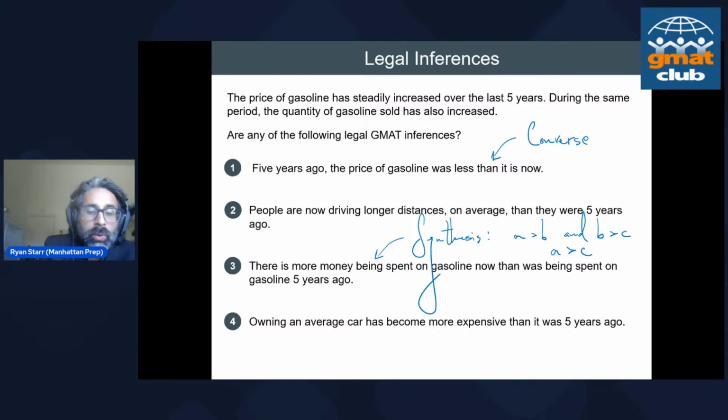On the other hand, 2, driving longer distances, not necessarily. They could be driving shorter distances, but more frequently, for instance. Or they could be driving less fuel efficient cars or something like that.